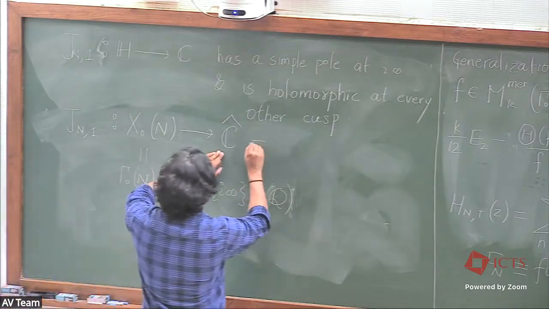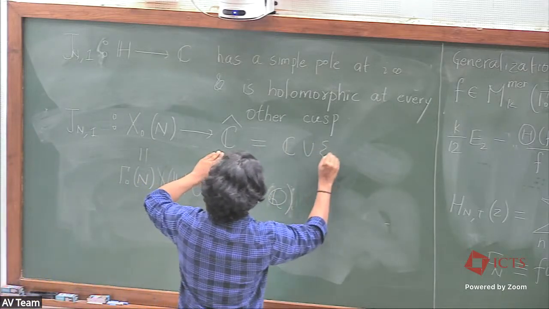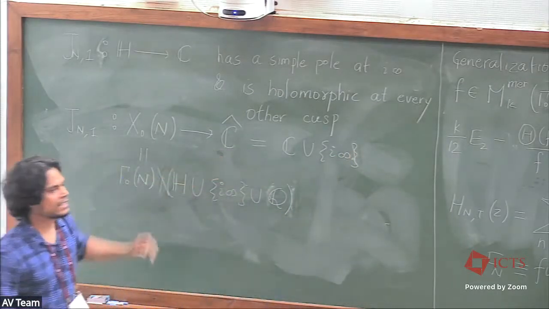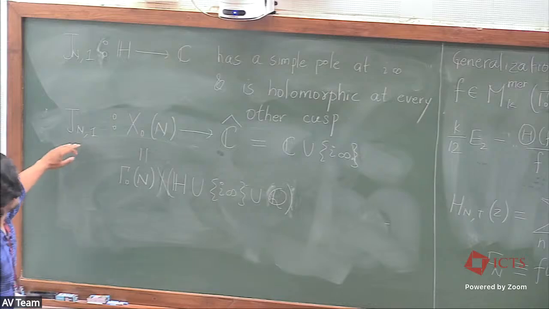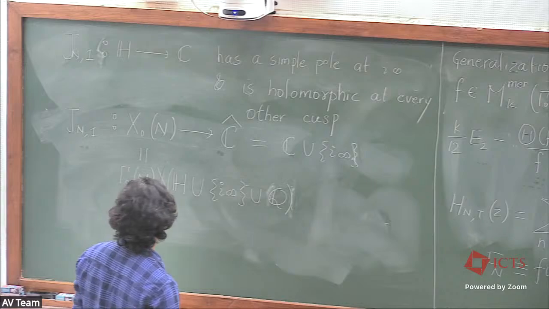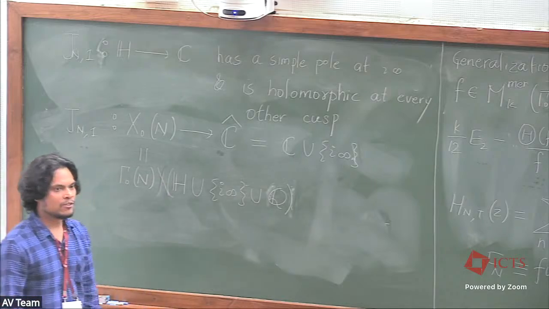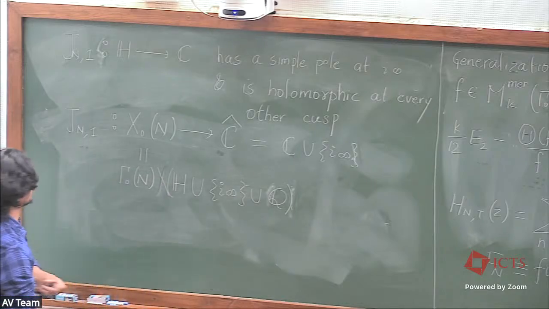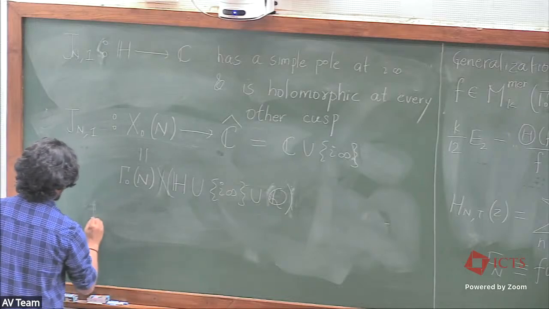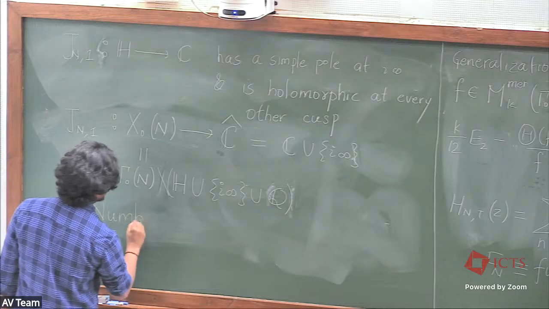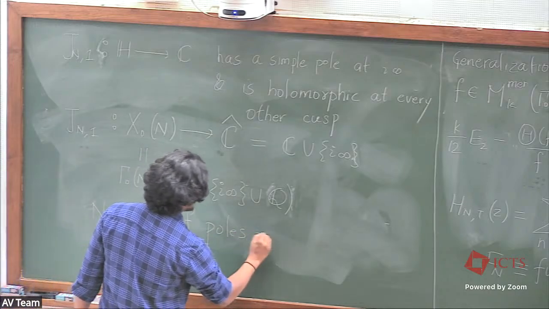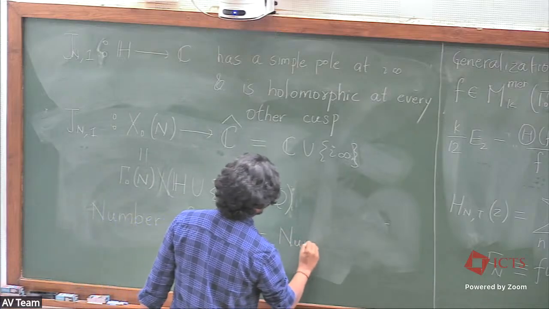On the right-hand side, this is just C union i infinity. So now this is also compact. Topologically, this is a sphere. So now this function is holomorphic as a function between Riemann surfaces. And then I can use standard results from Riemann surface theory. One result which I'll use is that the number of poles equals the number of zeros.